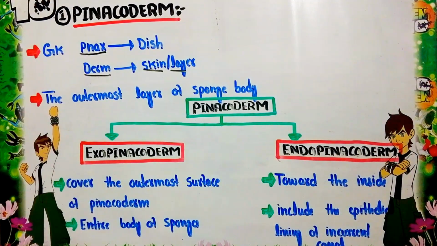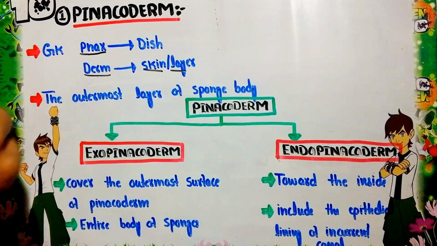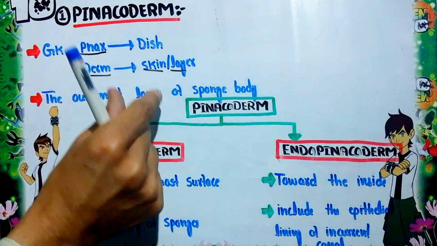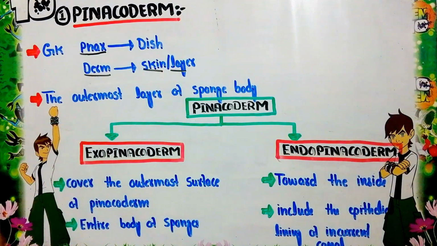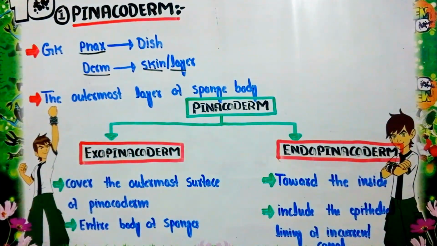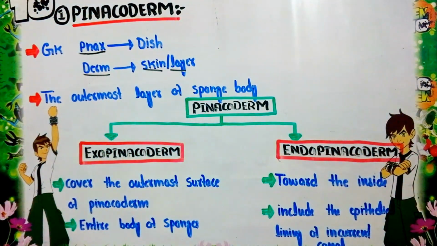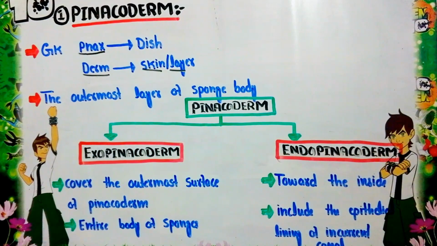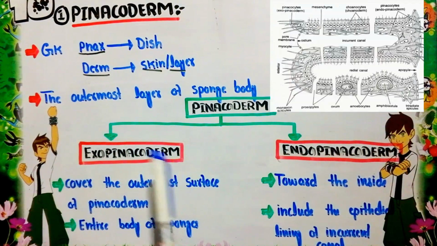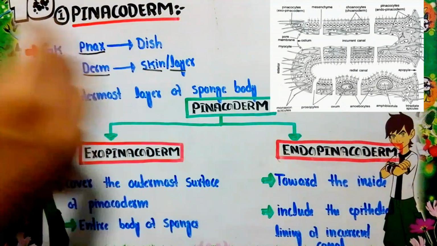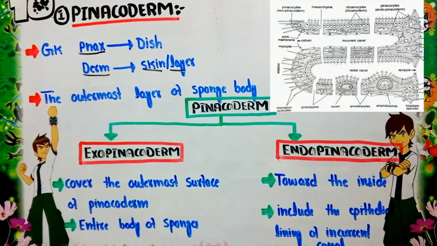Now look at the definition of the pinacoderm. This is the outermost cellular layer of the sponge body. We have two types of pinacoderm: exopinacoderm, while the second one is endopinacoderm. What is exopinacoderm? It covers the outermost surface of the sponge. The pinacoderm which is mainly exposed to the environment or outer surface is called exopinacoderm.